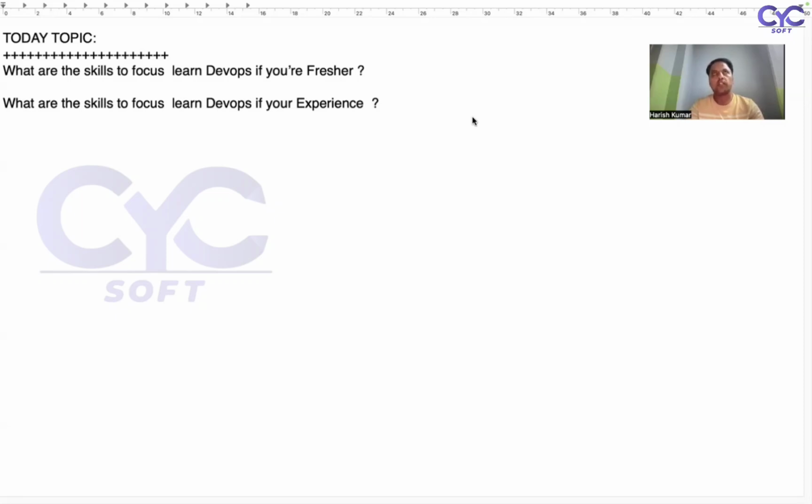Here my intention is how to focus if you are a fresher, what skills you need to learn as a DevOps engineer, or if you are an experienced person, what skills you need to learn. Those who are working in non-IT and moving to IT, or those switching technologies from the development side to the automation field, definitely need to focus on DevOps. Majorly my intention is to tell you what kind of skills you need to learn.